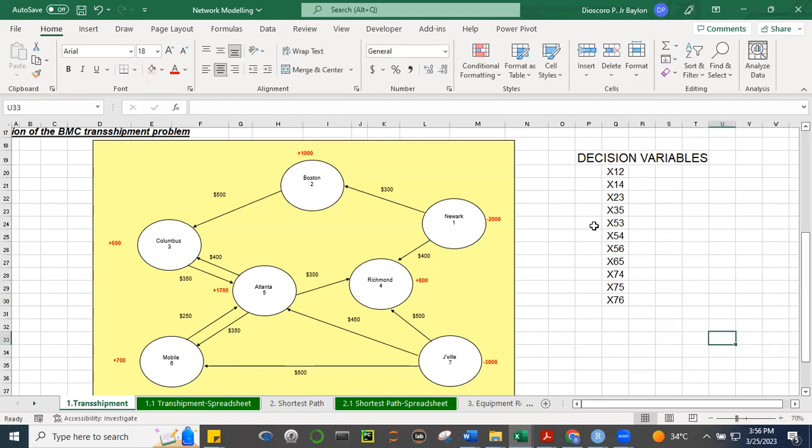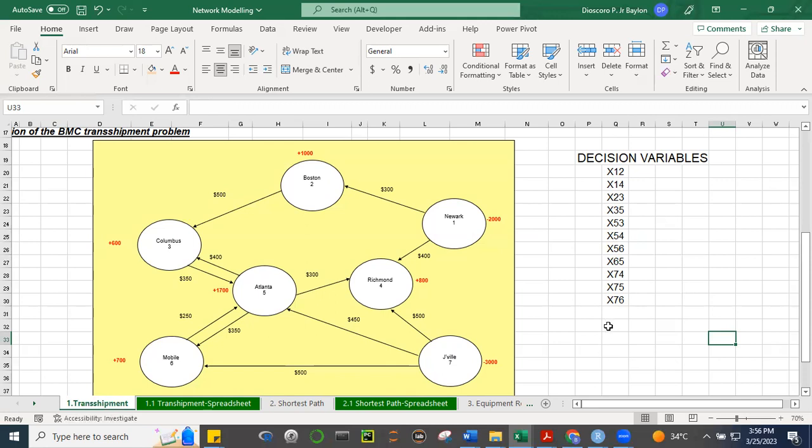So how many are these? 1, 2, 3, 4, 5, 6, 7, 8, 9, 10, 11. 11 decision variables. So that's now the decision variables, where X12 refers to the number of cars or items to be transshipped from Newark to Boston, etc. I leave you to define the rest, like X14, the number of cars transshipped from Newark to Richmond. So it's very easy to trace this.